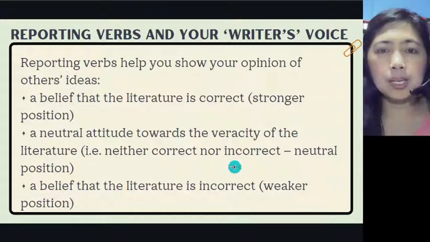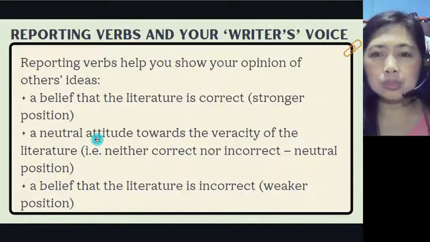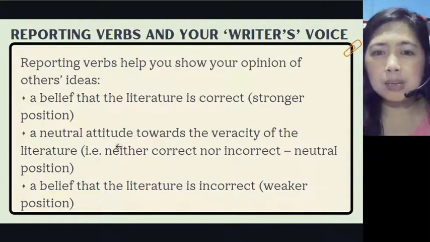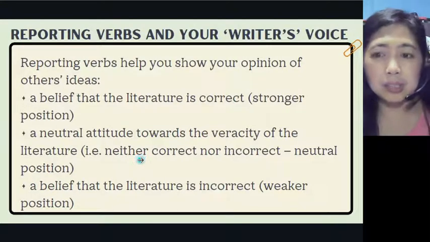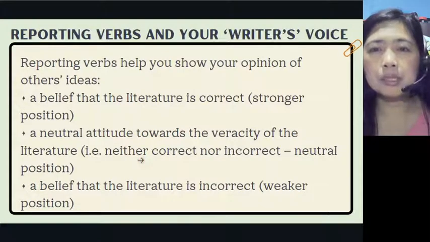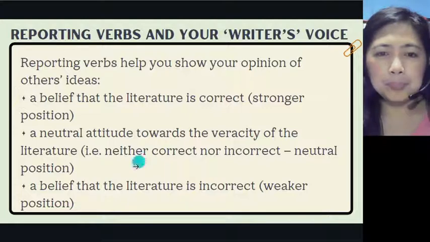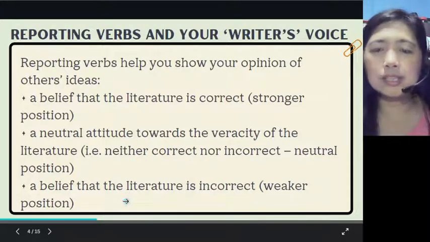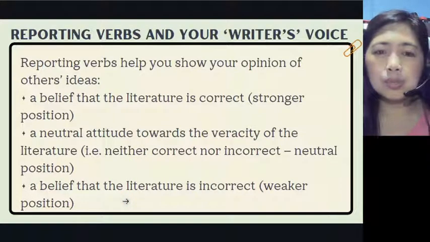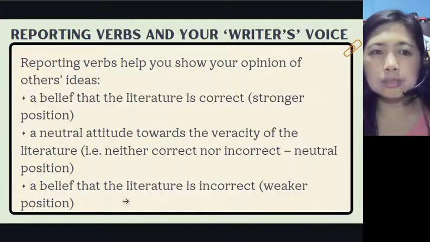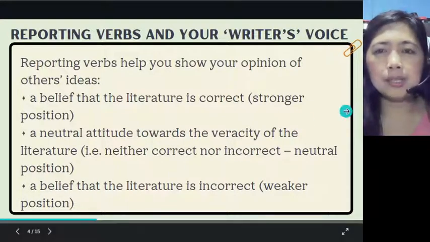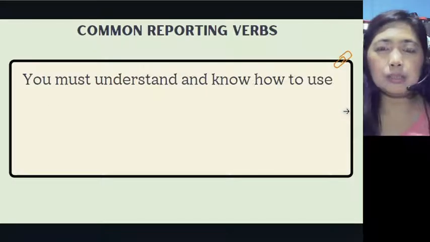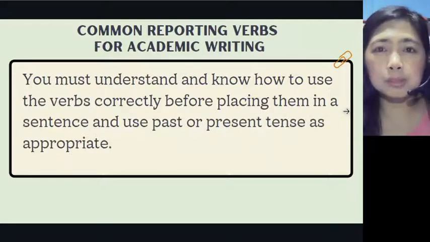Okay. So we also have a neutral attitude towards the veracity of the literature. If what was said in what you read is clear, it's either correct or not. Okay, so it's the neutral position. We do have certain verbs that we can use for that. And if there is also a belief that the literature is incorrect, then we have a weaker position, or weaker verbs to be used. Okay. So later on, you will be introduced to different reporting verbs to be used.